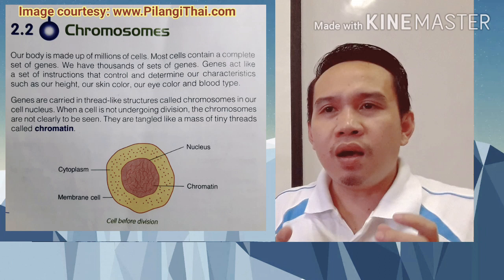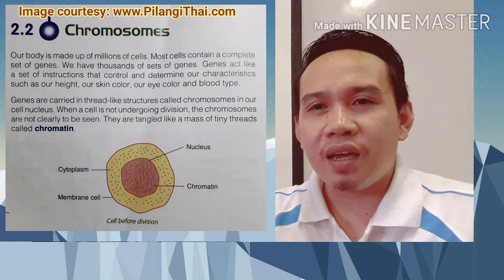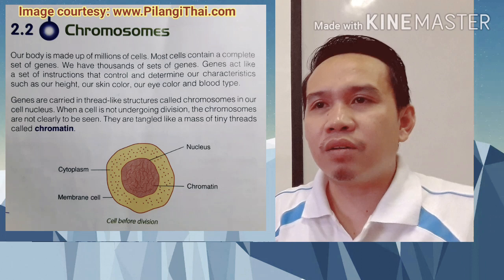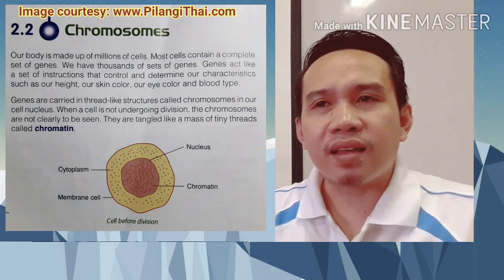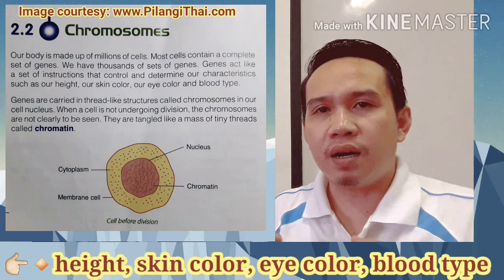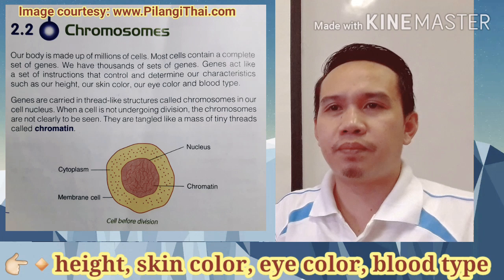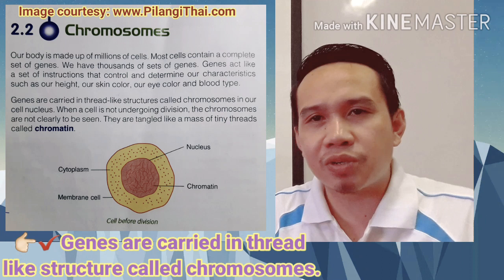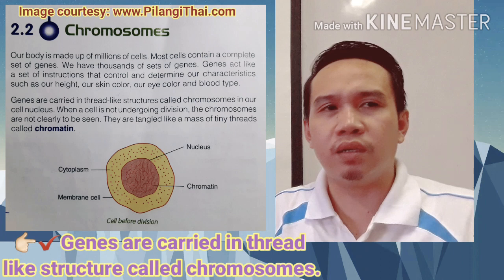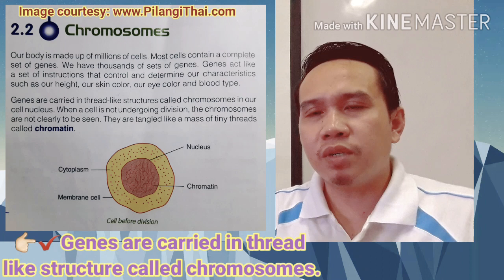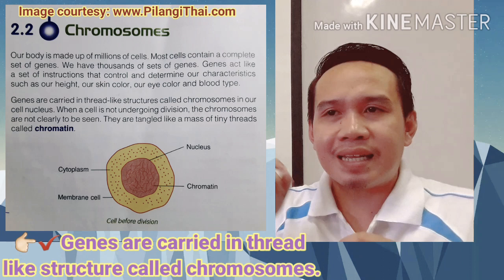Our body is made up of millions of cells. Most cells contain a complete set of genes. We have thousands of sets of genes. Genes act like a set of instructions that control and determine our characteristics such as our height, skin color, eye color, and blood type. Take note, guys, that our genes are carried in thread-like structures we call chromosomes in our cell nucleus. When a cell is not undergoing division, the chromosomes are not clearly seen, all right? So they are tangled like a mass of tiny threads, which we call chromatin.